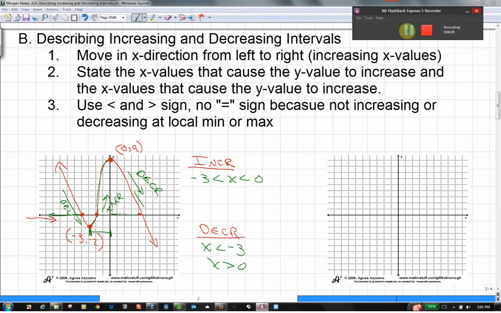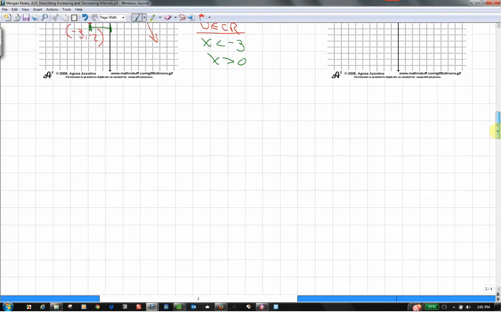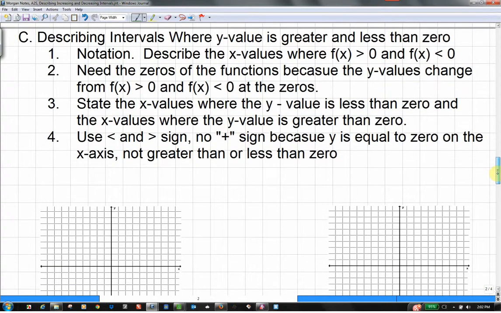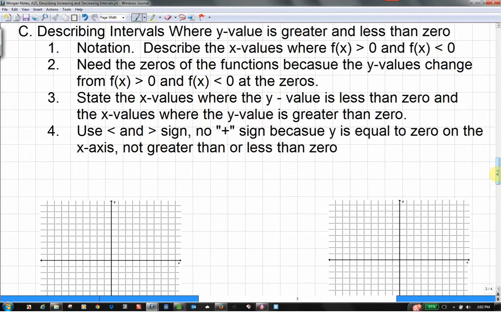Okay, so a summary of what we did is we found what were the x values that made the y either be increasing or decreasing. So now we're going to take something that's real similar but a little bit of a different look at it. Now we're going to find the x values that would give me a y value that's greater than 0 or a y value that's less than 0. And I'm going to make this a little simpler. I'm just going to go ahead and draw a parabola here.